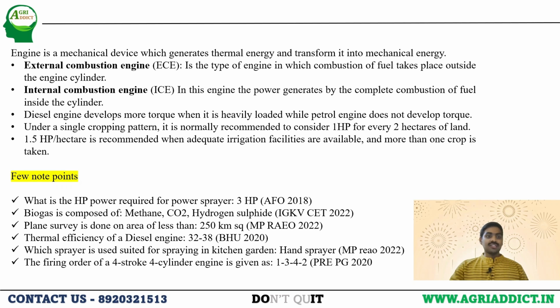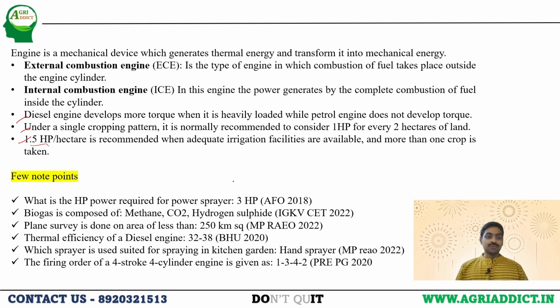And we have already studied the external combustion engine and the internal combustion engine, and what I want to mention again is the energy requirement. Diesel engine develops more torque when it is heavily loaded, while petrol engine does not. Means the torque generation is more in case of diesel engine when it is heavily loaded compared to the petrol engine. And under a single cropping system, with any kind of engine, normally 1 HP for covering 2 hectares of land is sufficient. And if you have more than one crop and adequate irrigation facilities are available, you can go for engines of 1.5 HP capacity.